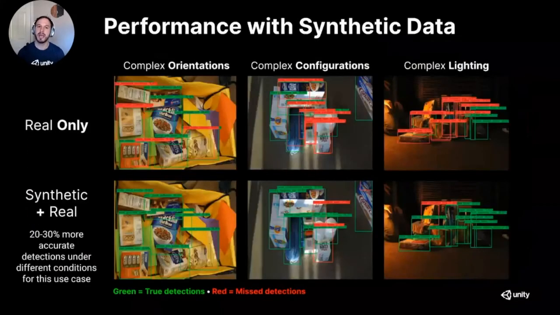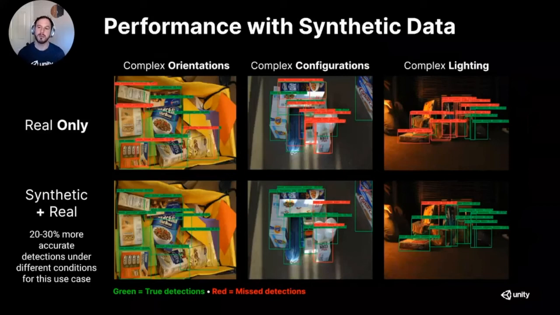So let's look at some problems that we actually tackled with this approach. With real-world data only, you can see that this grocery object detection problem didn't perform well, especially under complex configurations and low lighting conditions.